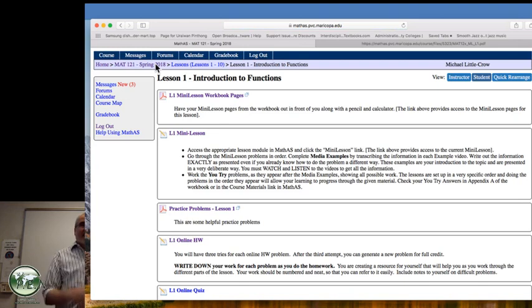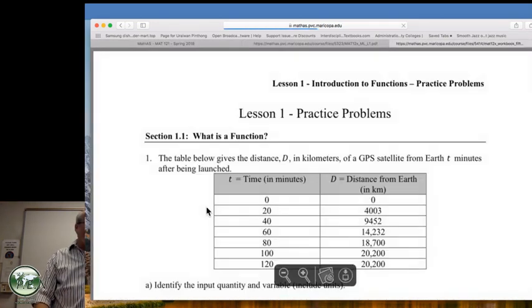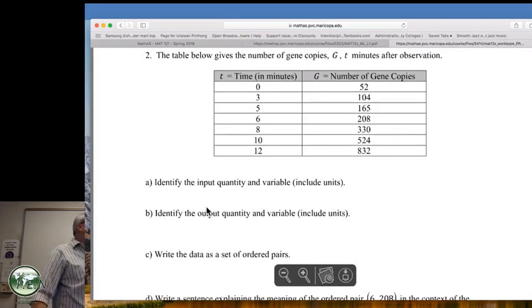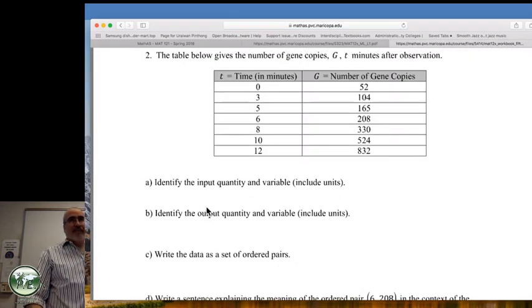Watching is part of the way of learning. When you come to class, I'm not going to necessarily repeat what the mini lessons have given you. What I will go off of are these practice problems. These are some printed practice problems, and I will use this. They're very similar to the mini lesson problems, but that's why they're called practice.